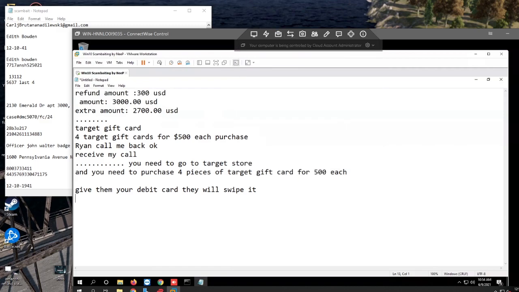Once you are driving, you don't have to speak. Just put the call as it is, okay? Put it on the seat, okay? And once you reach the parking lot of the Target store, inform me, okay?